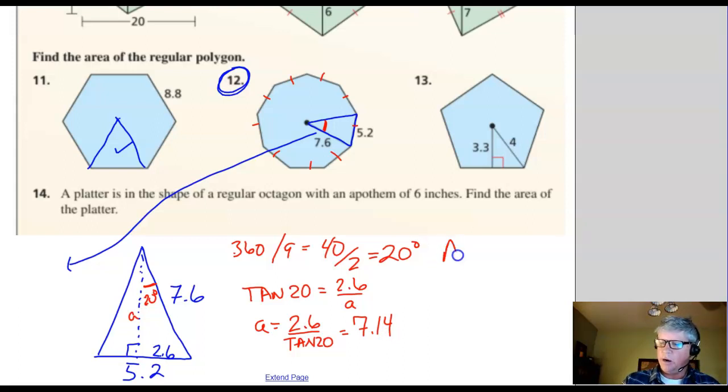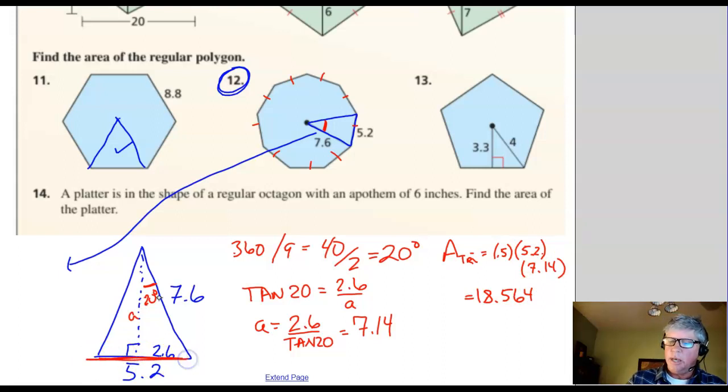So now I can find the area of the triangle, and that is 0.5, 1/2, times the base, 5.2, times the height, 7.14. Multiply that out, times 5.2 times 7.14. All right, so that is 18.564. Now notice I use the whole base, and I use the height. So the 18.564 is the area of the whole triangle.